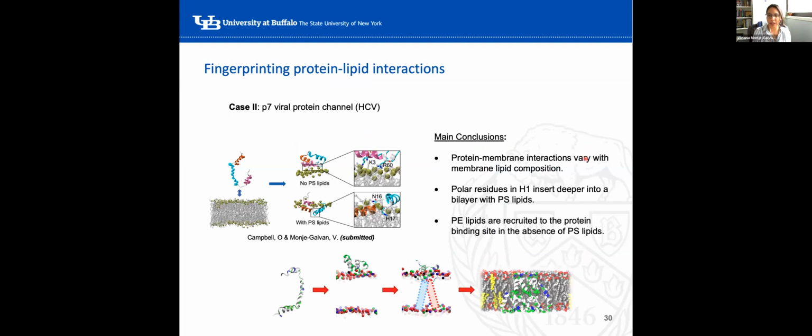So the main takeaways from those studies were, again, that protein-membrane interactions will vary depending on the membrane environment you reproduce in your simulations. We saw that when you have phosphatidylserine lipids, the protein inserts farther down into the membrane hydrophobic core. Histidine 31 and tryptophan 30 are very important residues in this interaction and insertion mechanism. And again, something that we're looking farther into is the response of PE lipids in the membrane and how they interact with each other when the protein binds the membrane in the presence or absence of phosphatidylserine in the membrane model.